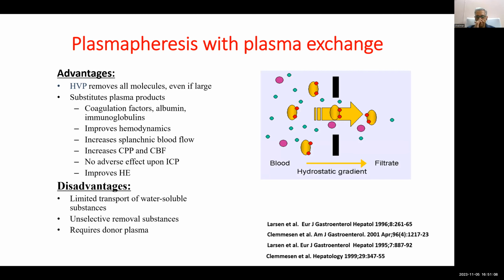Next come the other newer options, in terms of plasma exchange, which is plasmapheresis, which removes the plasma from the body and then you give fresh plasma. This has been shown to have some improvement in the coagulation factors, albumin, and also improves HE. But it removes all kinds of substances, so it's not very specific. And it requires a large volume of plasma to be given.